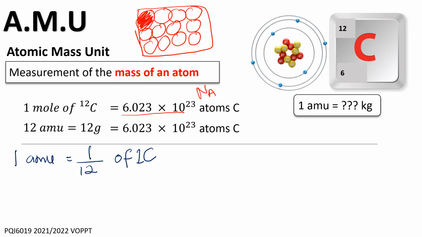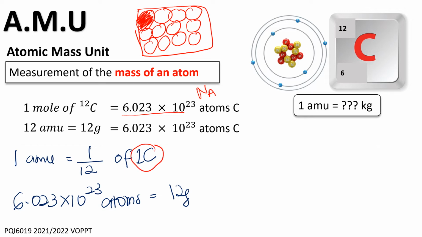So, we don't know an atom of carbon, what's the mass? In 6.023 times 10 to the power of 23 atoms, it is equal to 12 gram, right? So how do we want to know the value of one carbon? So 1 carbon atom is equal to 12 gram divided by Avogadro constant.